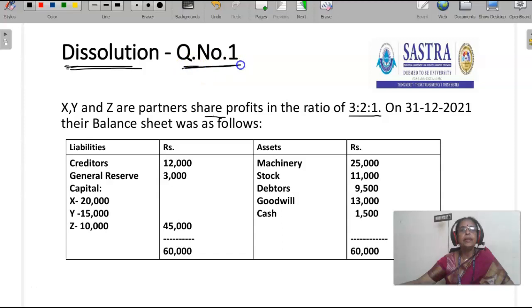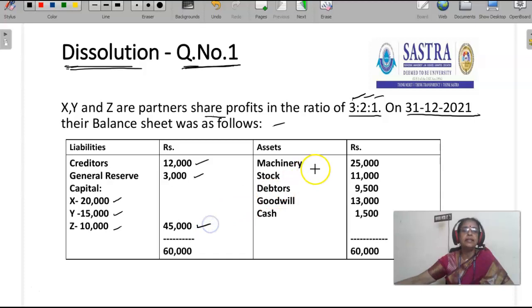Let's see a very simple problem in dissolution. X, Y and Z are partners, sharing profit in the ratio of 3:2:1. On 31st December 2021, their balance sheet was as follows. Creditors 12,000 rupees, general reserve 3,000, capital X 20,000, Y 15,000, Z 10,000.